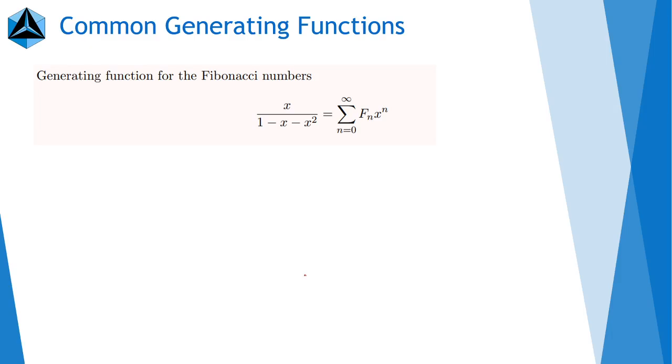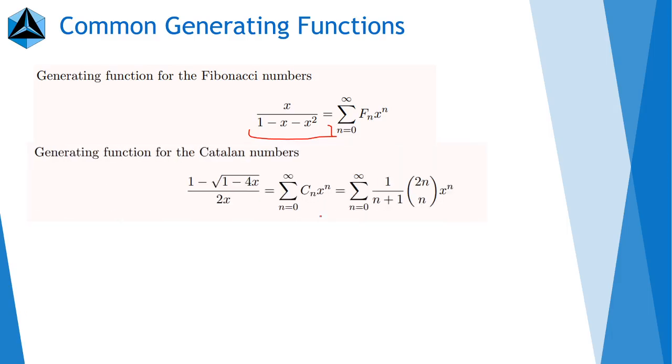And here's the generating function for the Fibonacci numbers. If you want to know how to derive this one, you should search it up on Google. We won't be covering it in this lecture. So this is just the generating function for the Fibonacci numbers, this one right here. And the generating function for the Catalan numbers is something that frequently comes up, this one, 1 minus square root of 1 minus 4x over 2x. So we won't be deriving that one here either. If you want to learn how to derive it, you should search it up on Google.